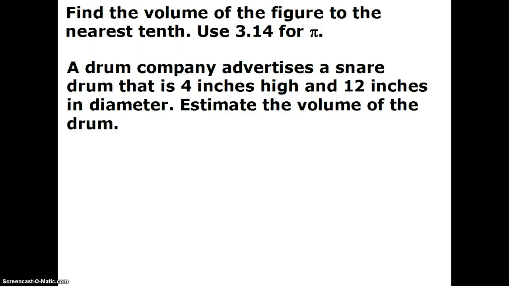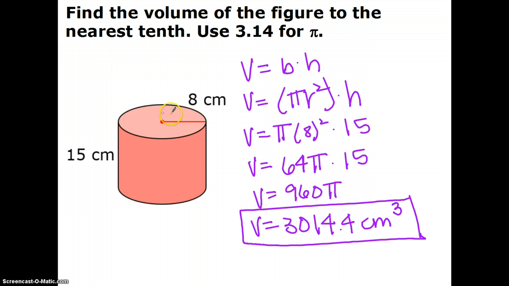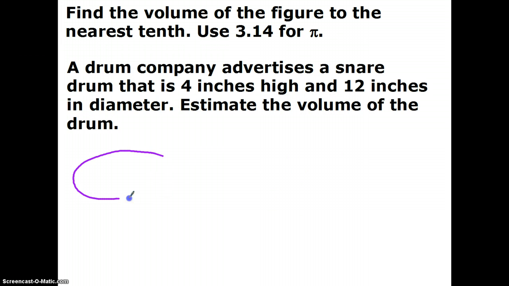All right, one more. A drum company advertises a snare drum that is 4 inches high and 12 inches in diameter. You need to estimate the volume of the drum. So on this one, I want you to draw a picture. Okay, remember a cylinder has 2 equal circles as the base and then has a height. So my circle is going to be kind of large here because my diameter is 12. Okay, and you don't have to be an artist. I'm definitely not.